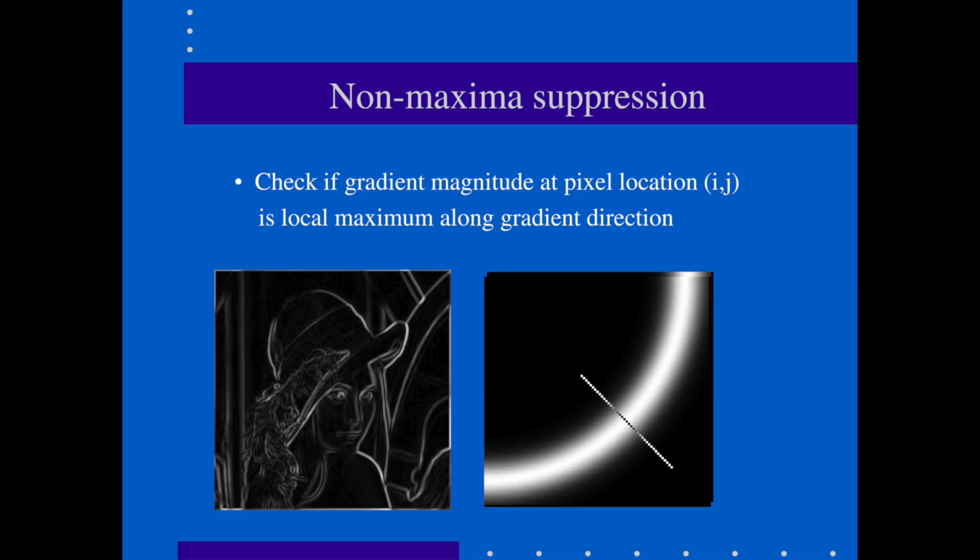Now we can see what non-maxima suppression is. Here, check if the gradient magnitude at pixel location i,j is a local maximum along the gradient direction.